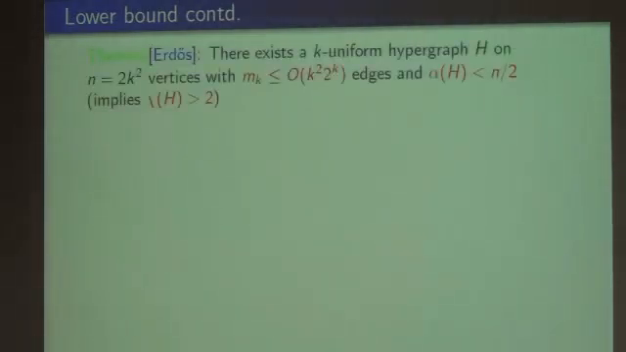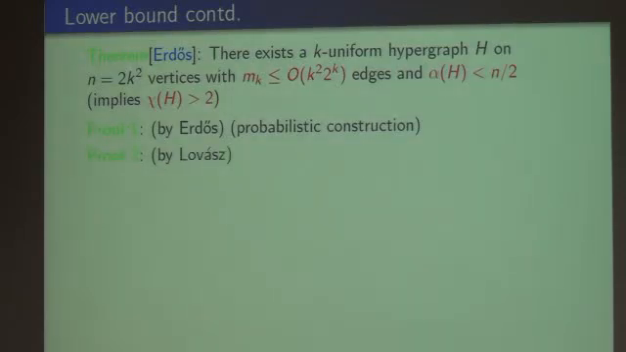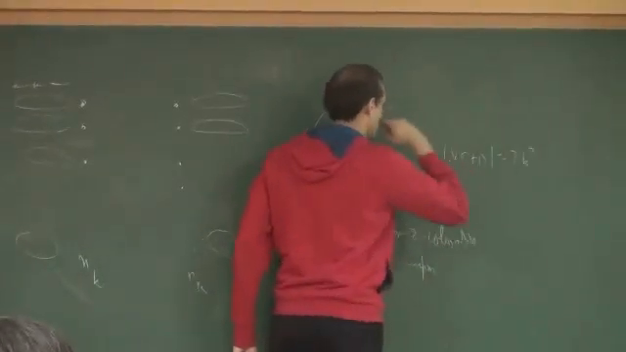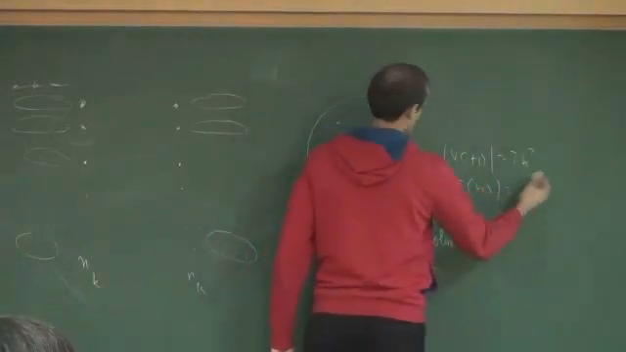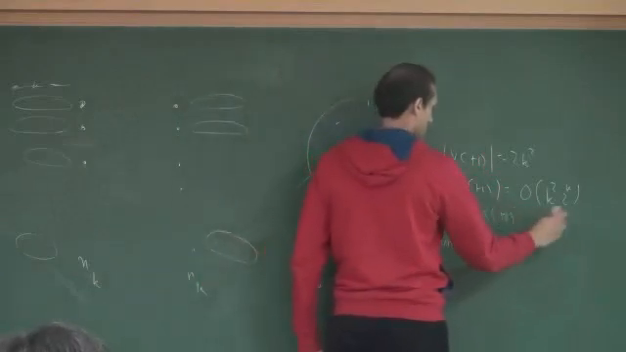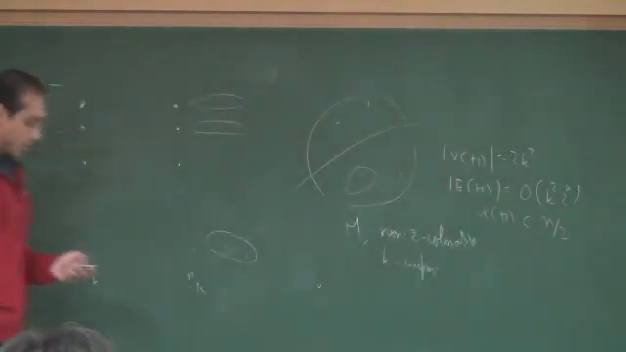I think we're still on that proof here. The first proof which Erdős gave was a probabilistic construction. There is another proof, by Lovász. The way it works is this. You have 2k squared vertices, and we'll show that the edge set of H is about the order of k squared 2 to the k, and that the independence number is smaller than n over 2. So how did he show it?